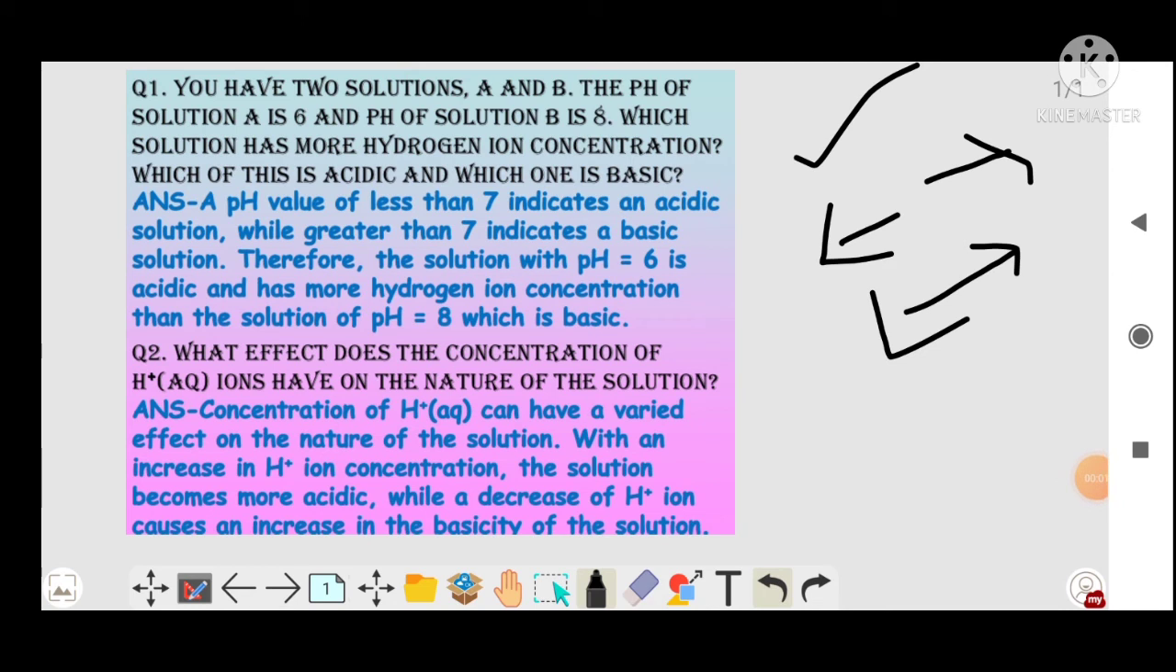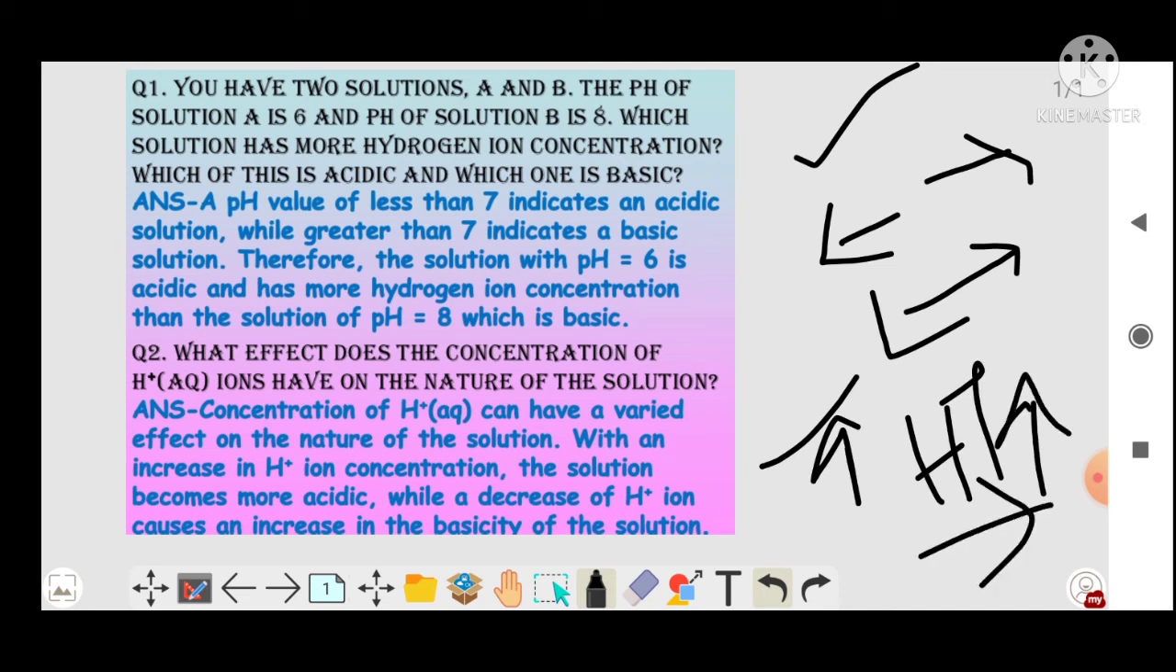What effect does the concentration of H plus aqueous ions have on the nature of the solutions? Simple question. The concentration of H plus aqueous ions can have a varied effect on the nature of solutions. What are the effects? With an increase in H plus ion concentration, the solutions become more acidic. Increase in H plus means increase in acidity of the solutions. While a decrease in H plus ions causes an increase in the basicity of the solutions. So simple: decrease in H plus ions means increase in basicity, and increase in H plus ion concentration means increase in acidic nature.